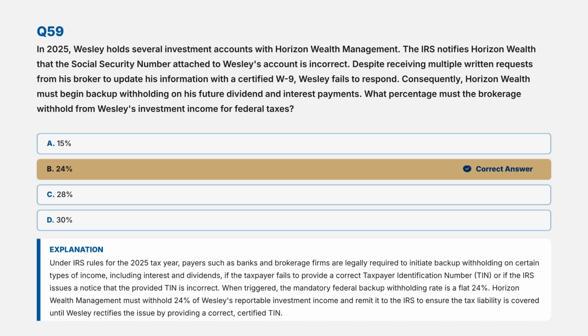When triggered, the mandatory federal backup withholding rate is a flat 24%. Horizon Wealth Management must withhold 24% of Wesley's reportable investment income and remit it to the IRS to ensure the tax liability is covered until Wesley rectifies the issue by providing a correct certified TIN. Excellent. Now let's move to our final question.